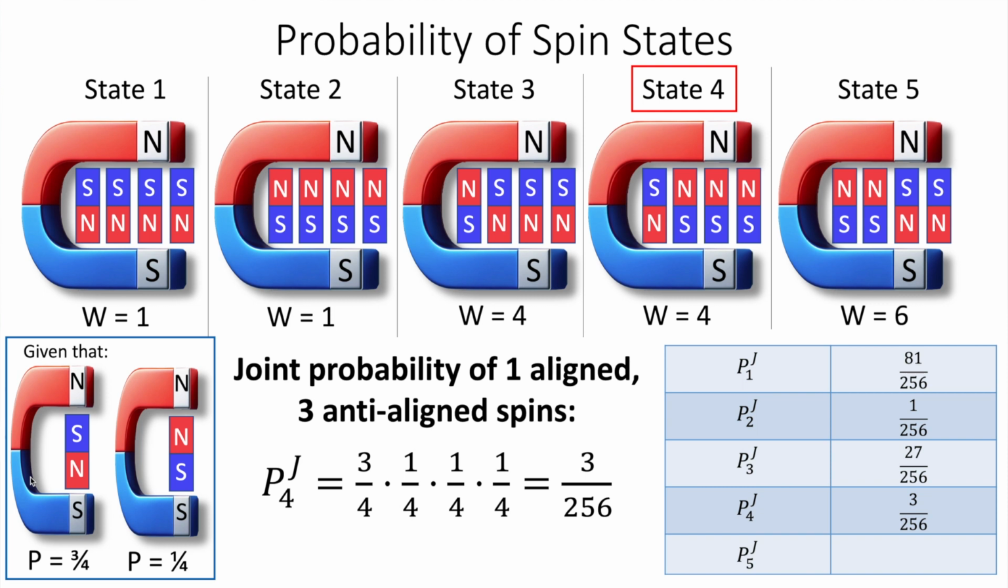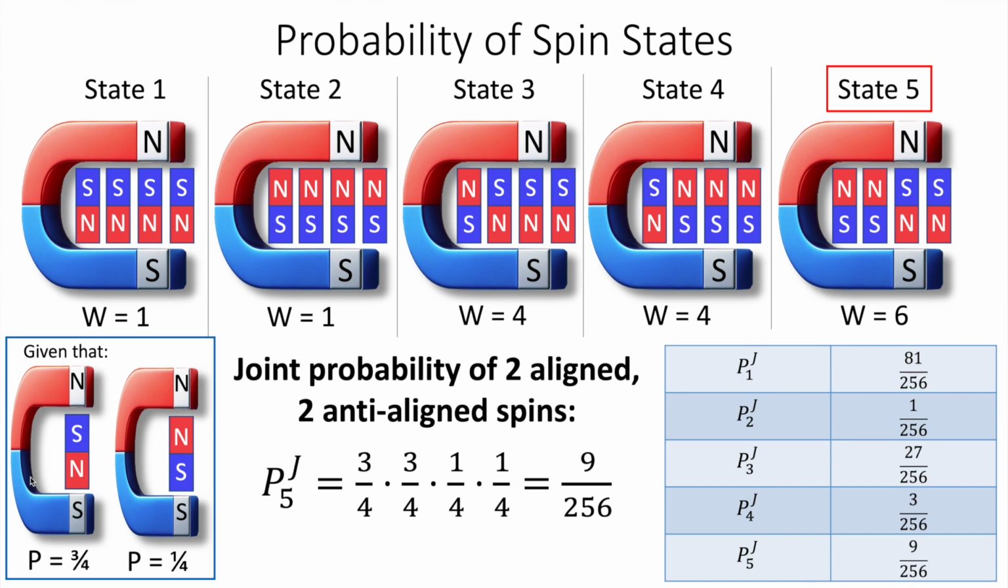And then finally, if we look at half up, half down, we get 3/4 times 3/4 times 1/4 times 1/4, which is 9 out of 256. So this half up, half down state that really dominated for coins, we see that the joint probability at least is a good bit lower than some of the others.